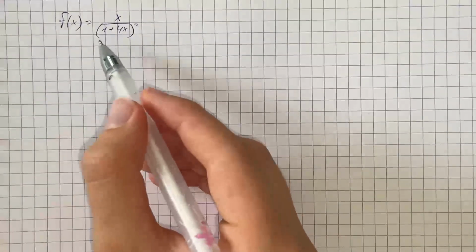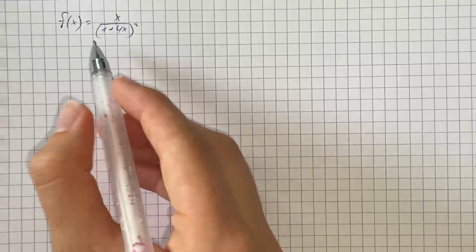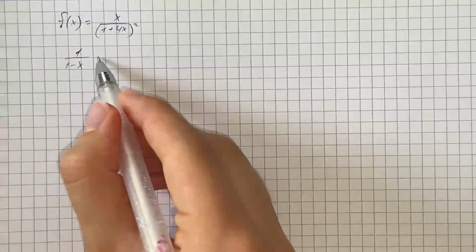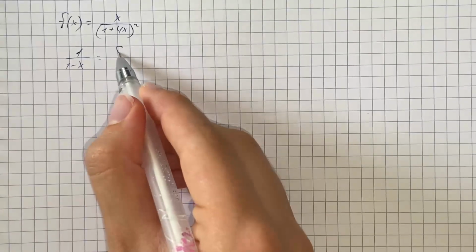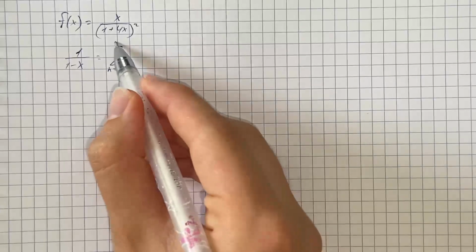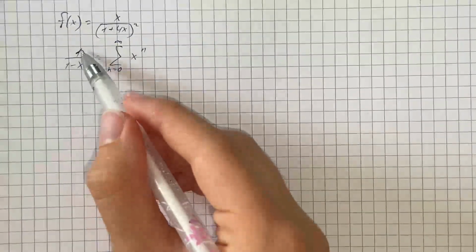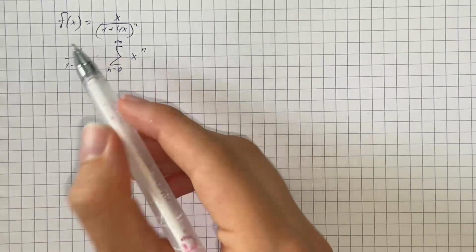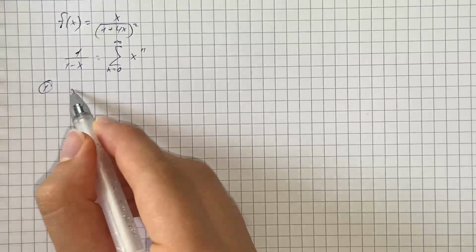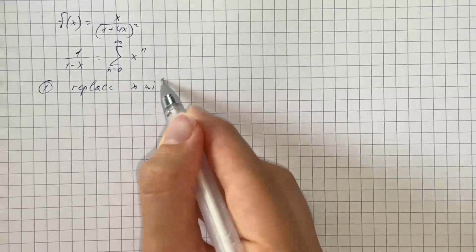We have to find the power series representation for the given function, and we're going to start with the power series of 1 over 1 minus x, which equals the sum as n goes from 0 to infinity of x to the power of n. So we're going to modify this expression to get our function on the left side. So the first step is to replace x with negative 4x.